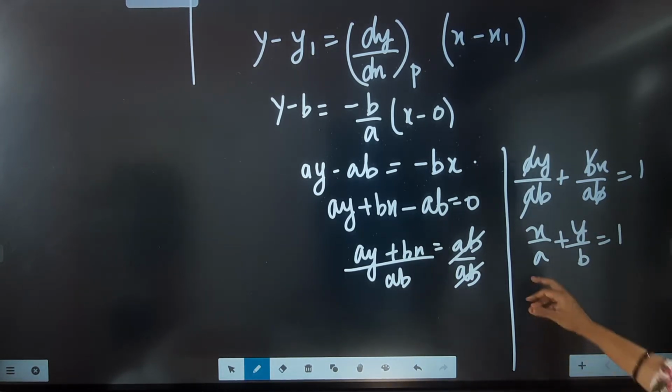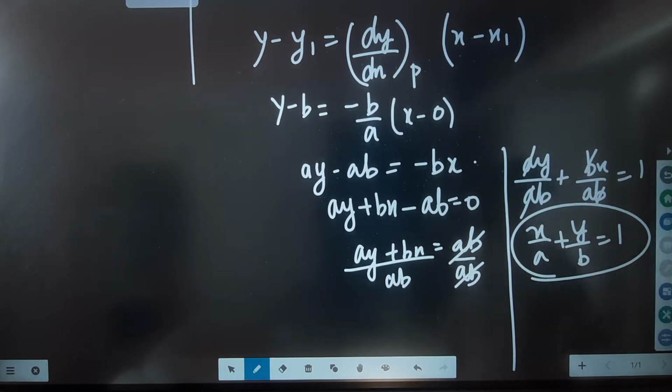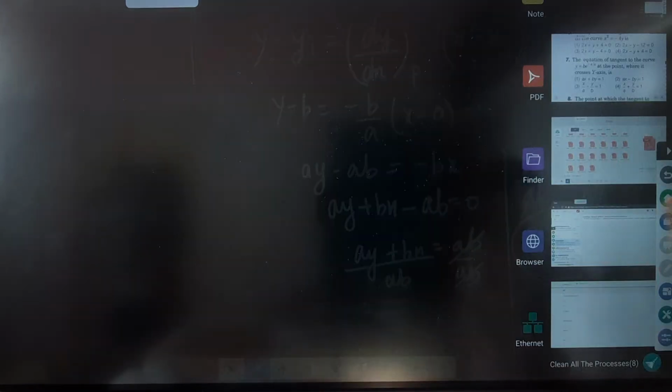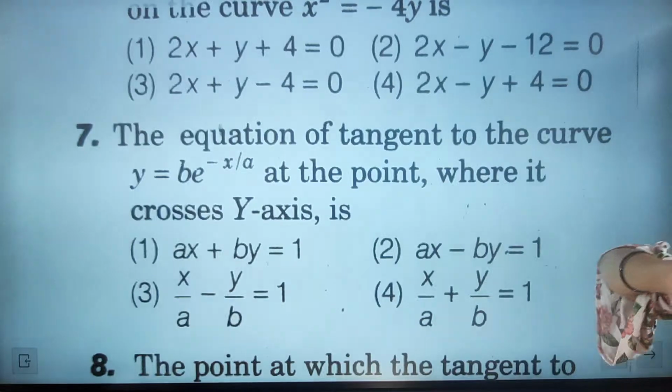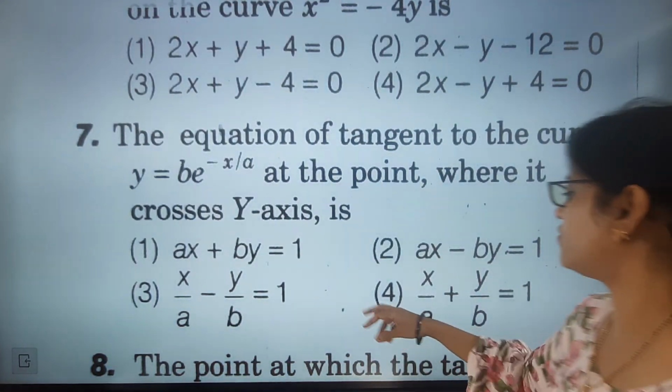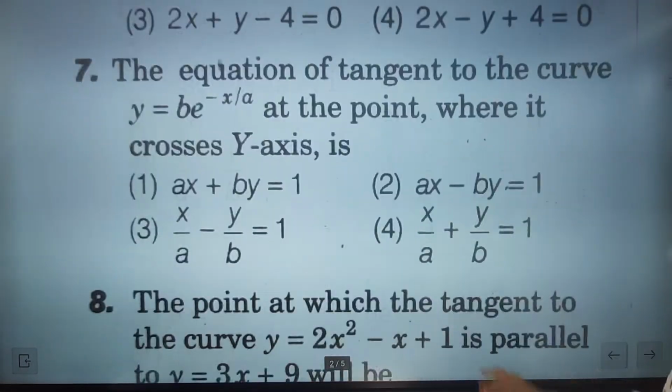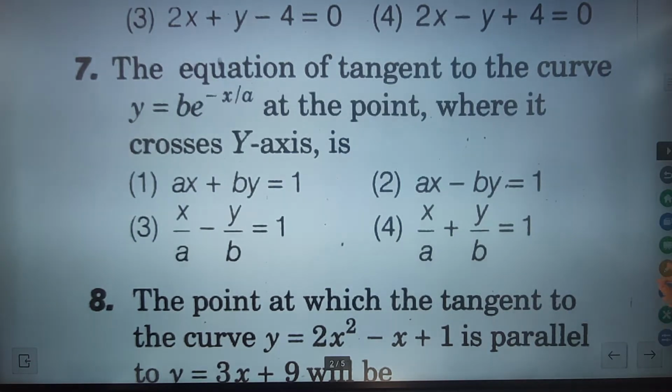Come on, I think you know what this is. Okay, so now, ellipse, huh? So x by a plus y by b equals 1. So the equation answer will be coming as the fourth one, which will be the correct answer.